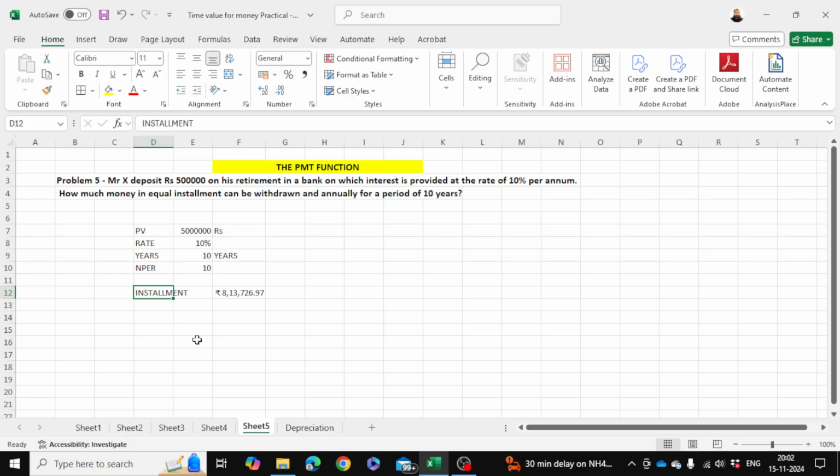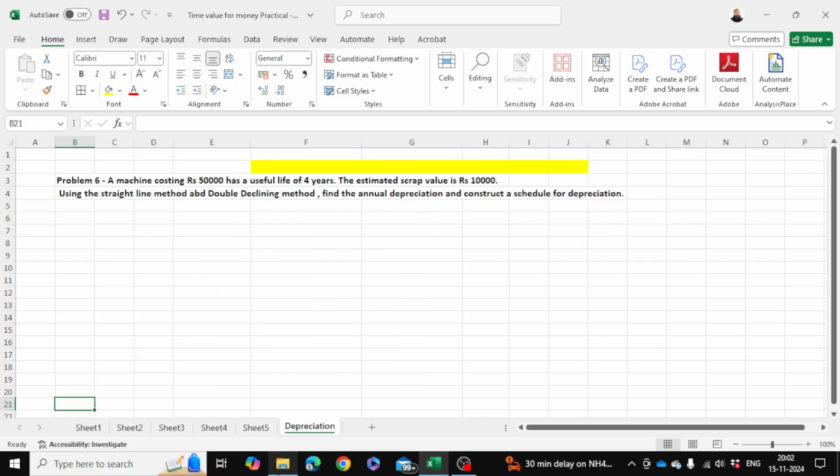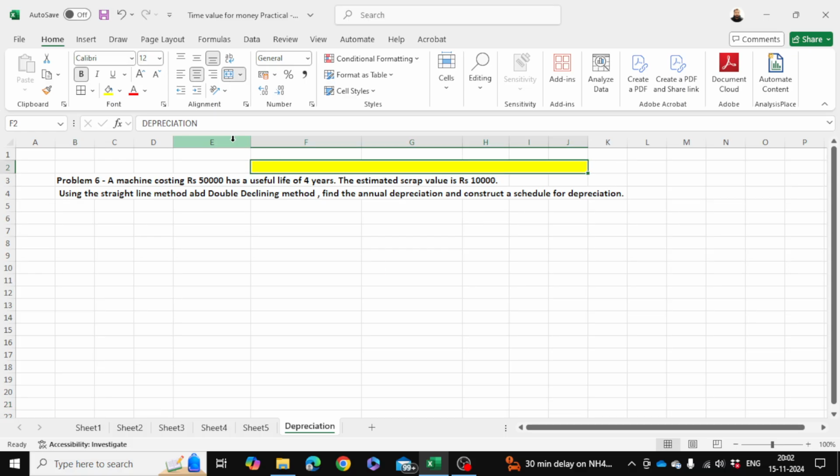Similarly, whenever you are borrowing for a car, some loan amount you take from them, and you can ask the salesperson to tell you what installment you have to pay. So whatever loan amount you have taken, through the PMT function you can calculate the installment you need to pay, right? Okay, last topic, that is the depreciation question.